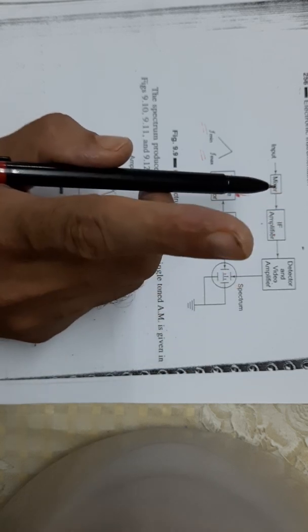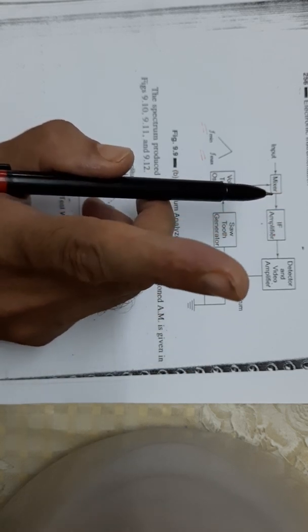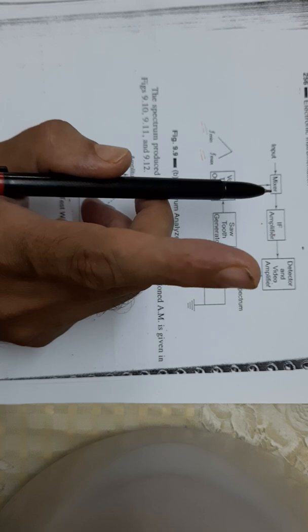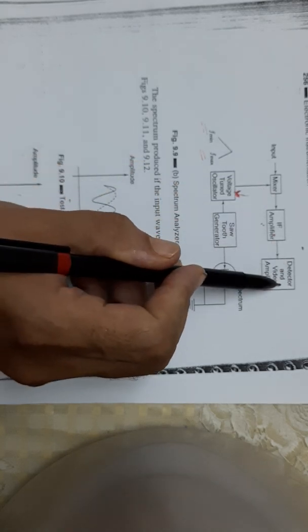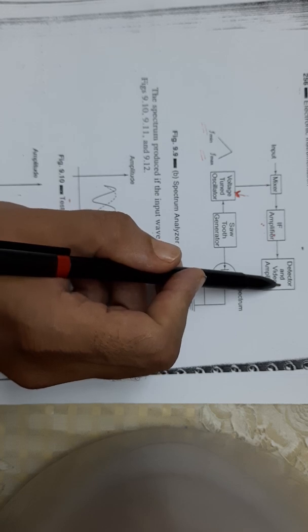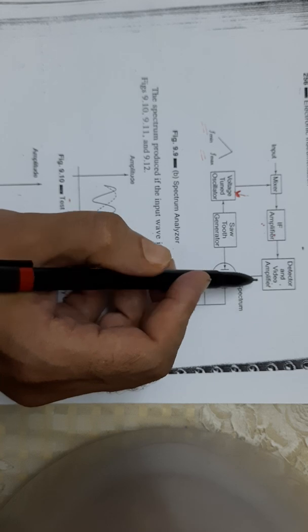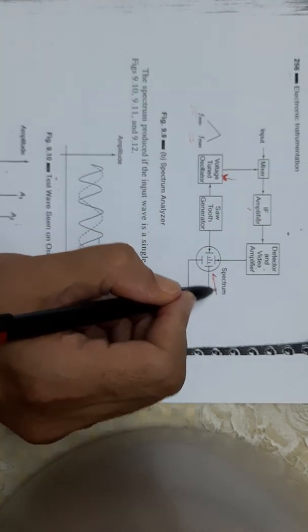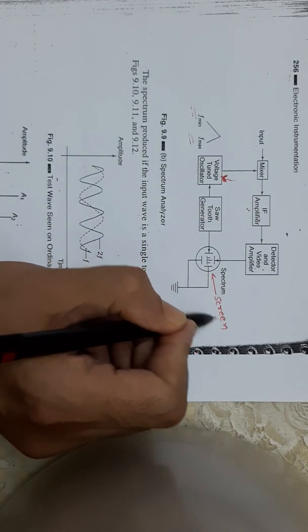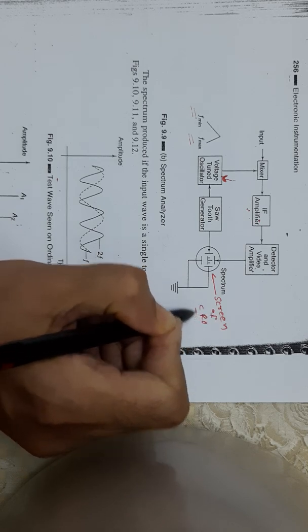Now this IF frequency corresponding to the component is amplified, and then detected with the detector if necessary, and then amplified and applied to the vertical plate. So this is your vertical plate of the CRO. This is the screen of the CRO.